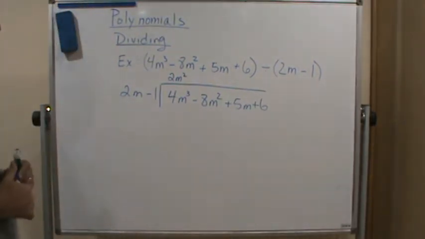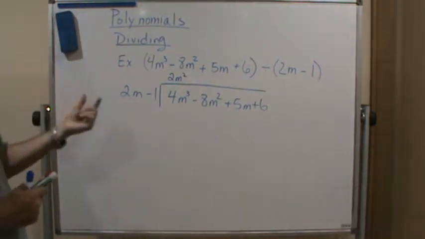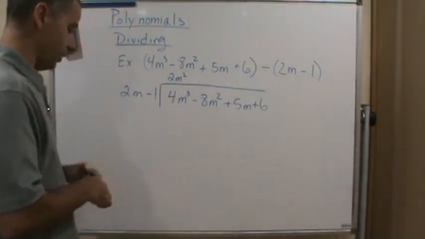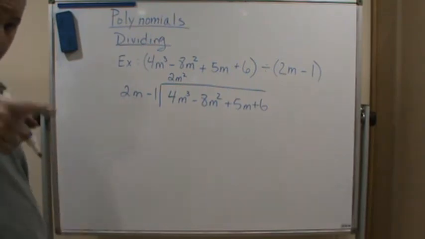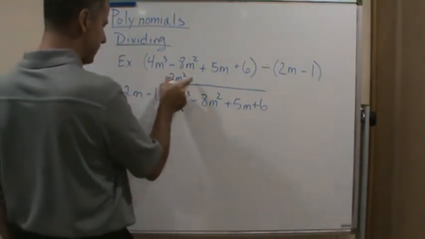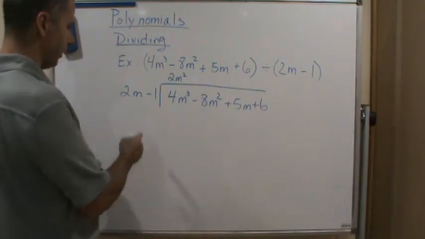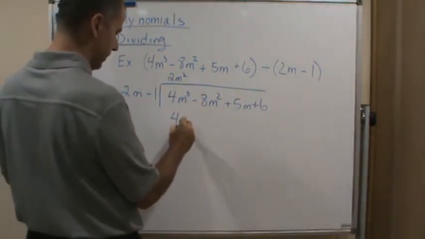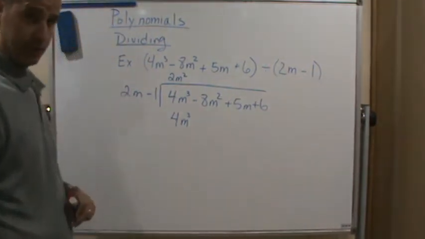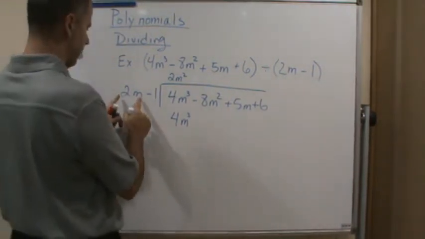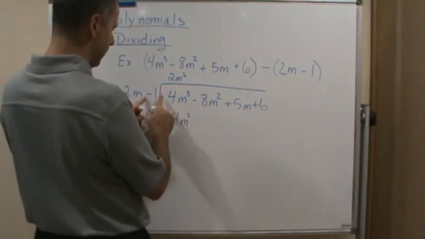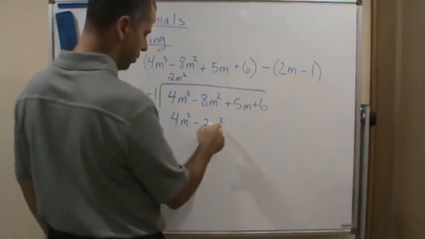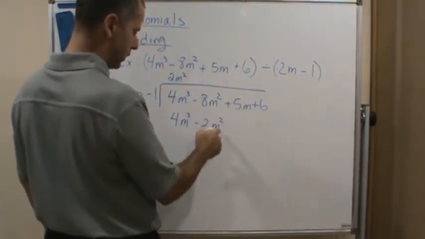Now I'm going to use the distributive property. I'm going to multiply this by this and put the result here, similar to the algorithm that we know. So this times this gives me what? I'm going to do it by distribution. This times this gives me this, but then -1 times this gives me a minus 2m squared. We want to make sure that the degrees line up, the exponents line up.